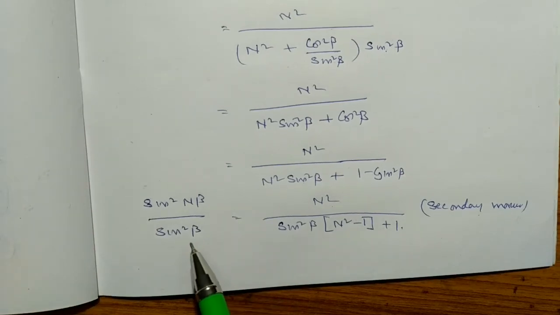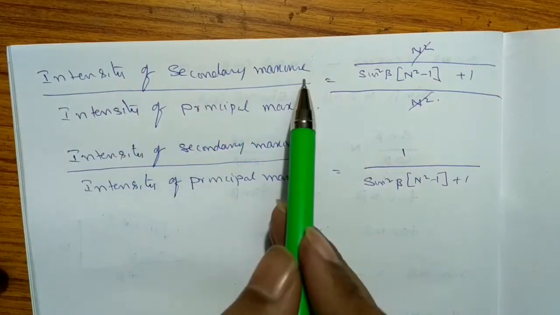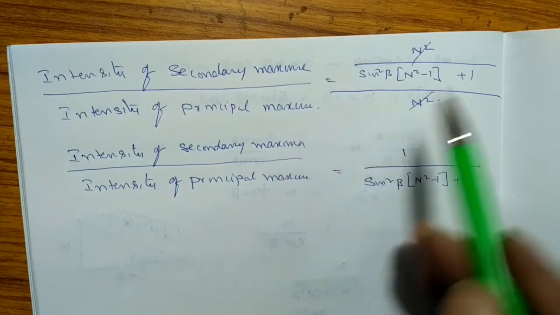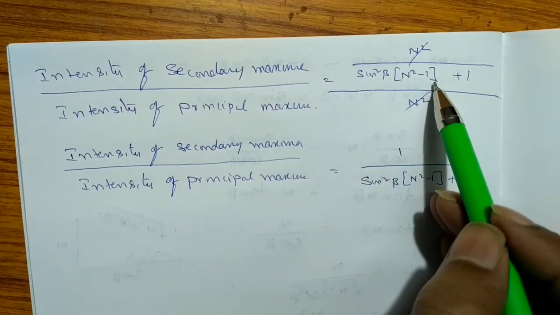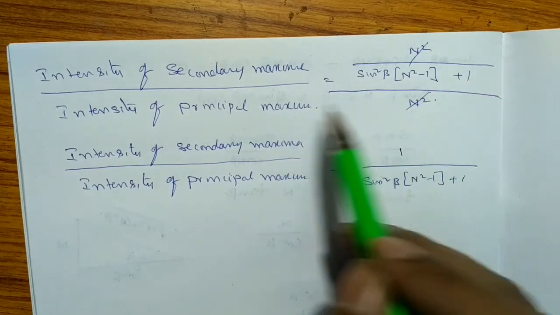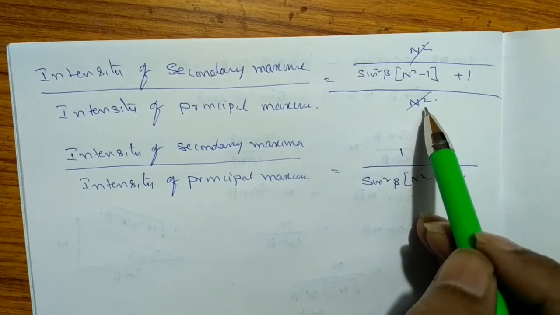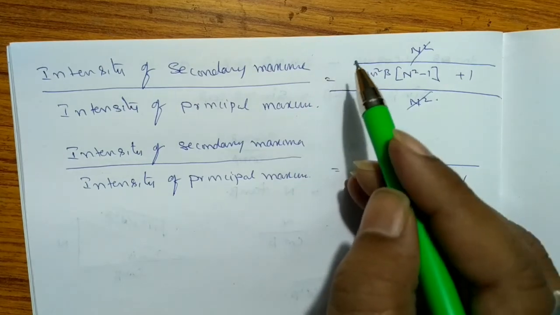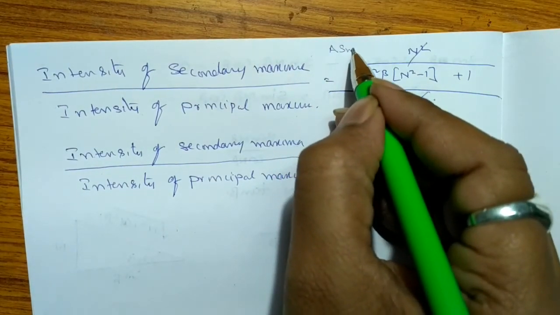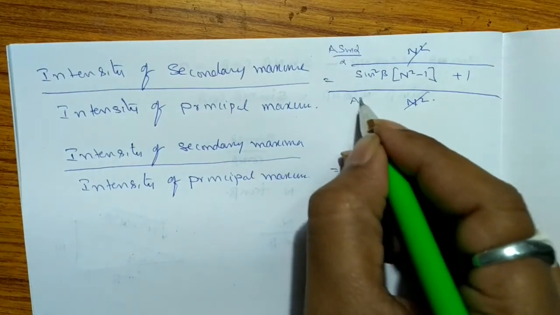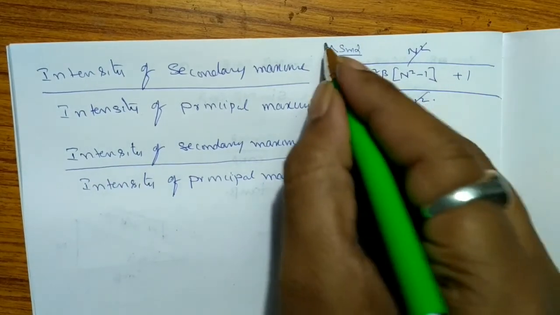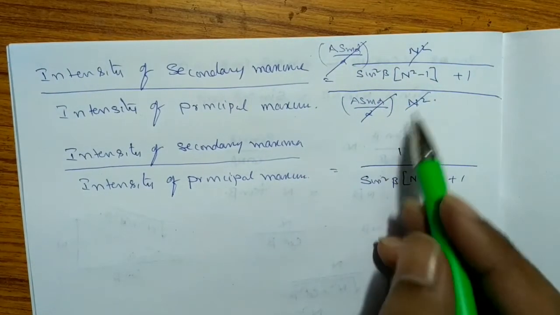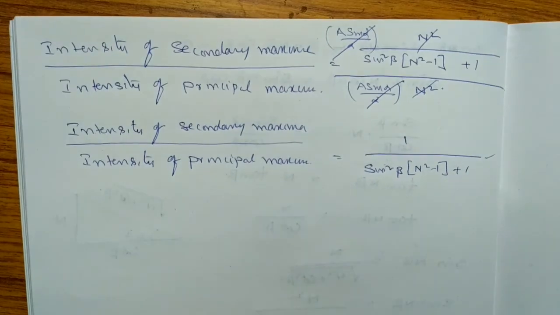Now if I calculate the ratio of the secondary maxima and principal maxima, what happens? The ratio of the intensity of secondary maxima and intensity of principal maxima is n² by sin² β into n² minus 1 plus 1, which refers to the secondary maxima, and n² refers to the principal maxima. The a sin α by α terms appear on both sides and get cancelled, and n² also gets cancelled. The remaining equation will be like this.